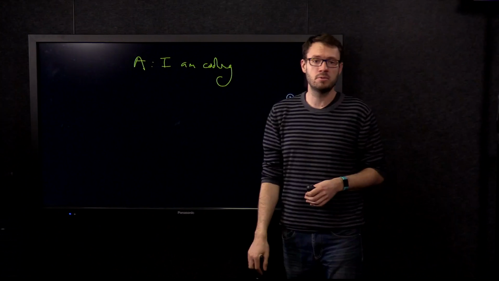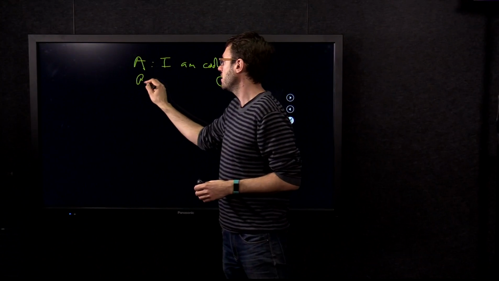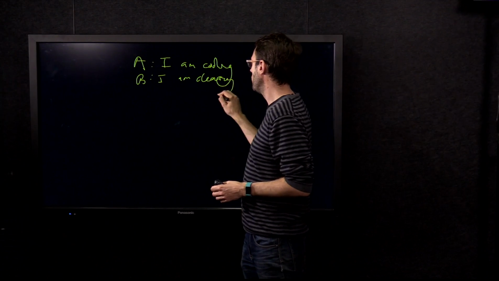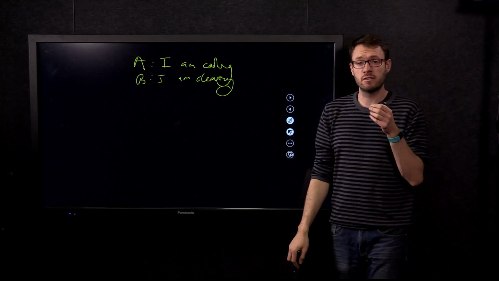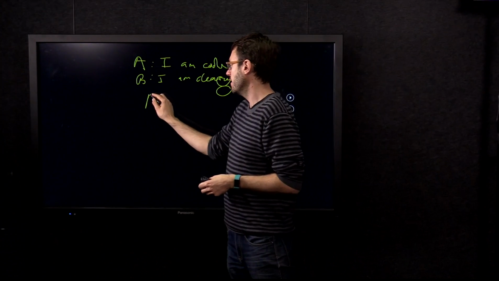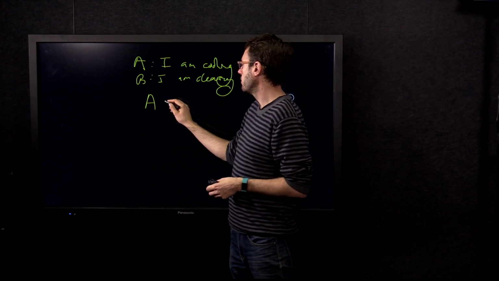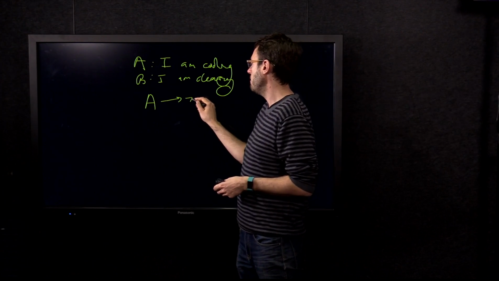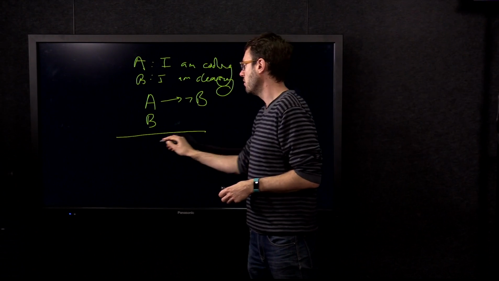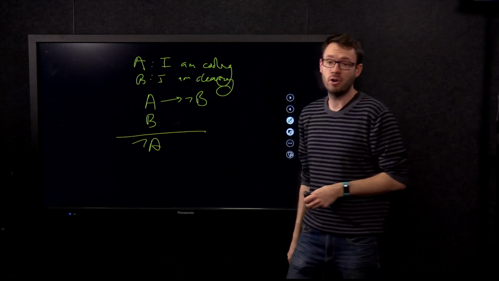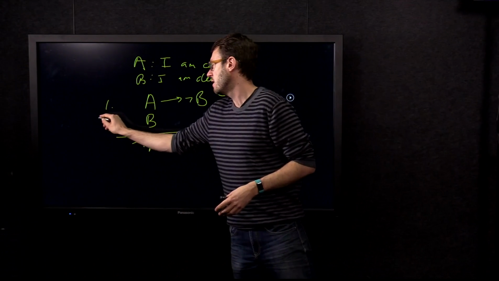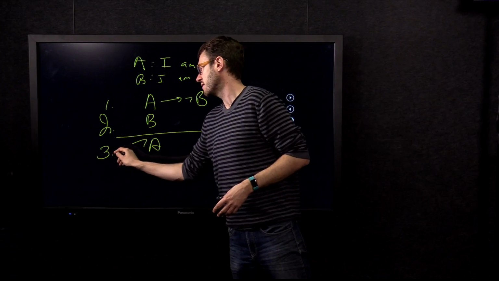That's our first basic proposition. And then our second basic proposition is I am cleaning. And now the logical structure, or the form of the argument, is this: if I am cooking, then I am not cleaning. I am cleaning, therefore I am not cooking. Okay, that's the logical structure of the argument. Here's my first premise, here's my second premise, and then here's the conclusion.